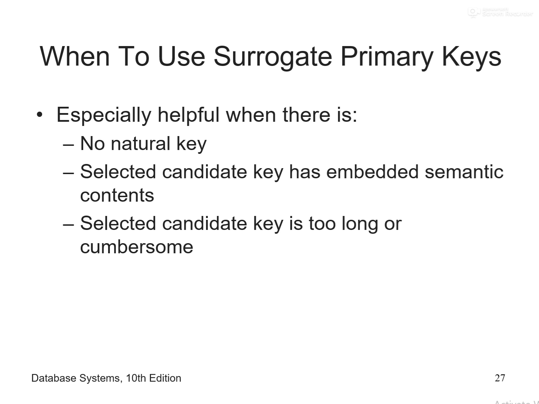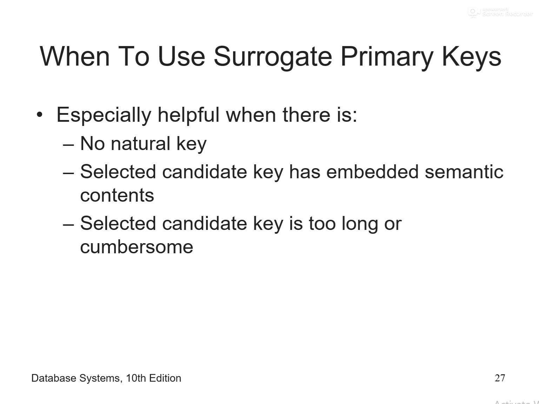Okay, there are some cases where a primary key does not exist in the real world, or the existing natural key might not be a suitable primary key. So in these cases we use a standard practice: we create a surrogate key. We use a surrogate key when there is no natural primary key, or when the candidate key you choose to work as a primary key has some embedded semantic content, some meaning in it.